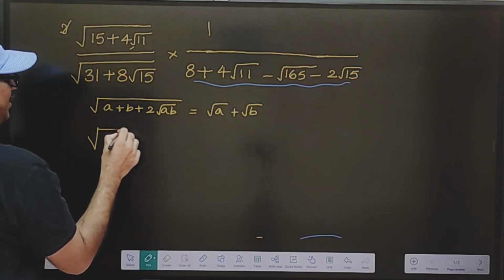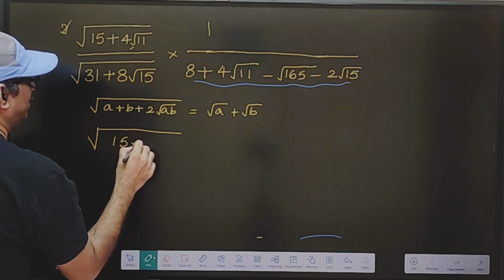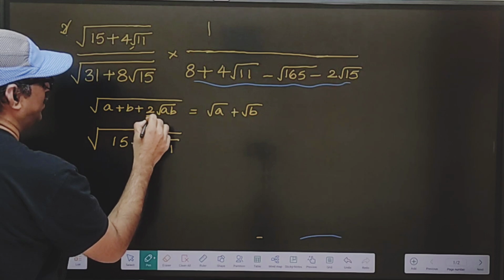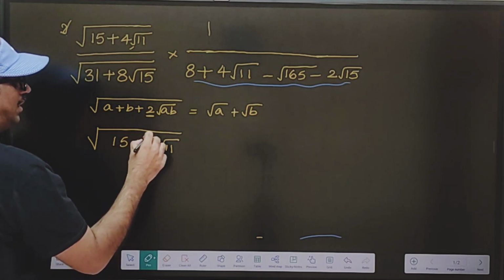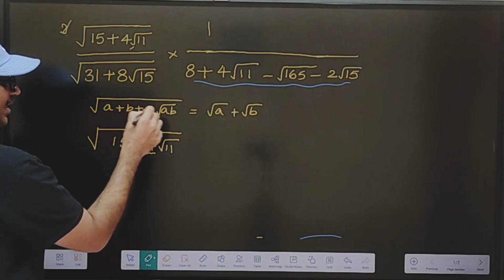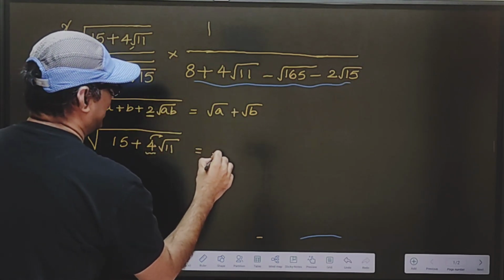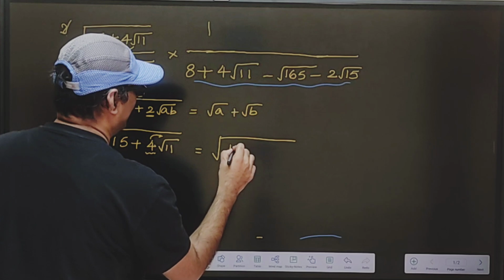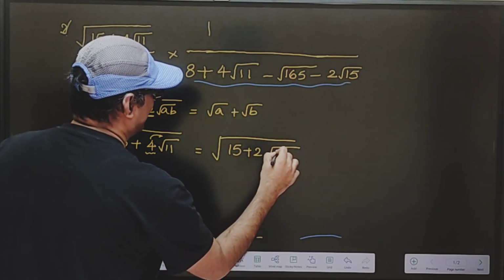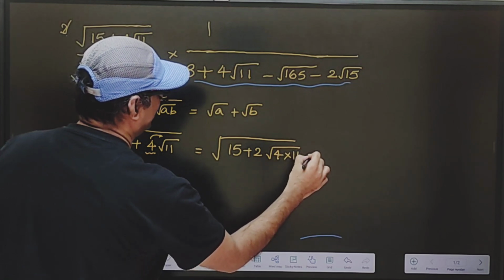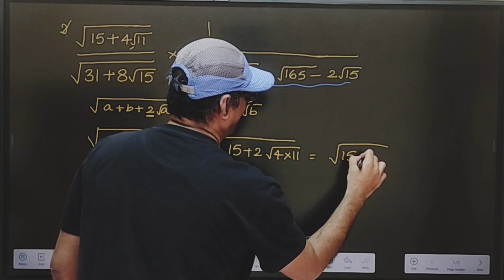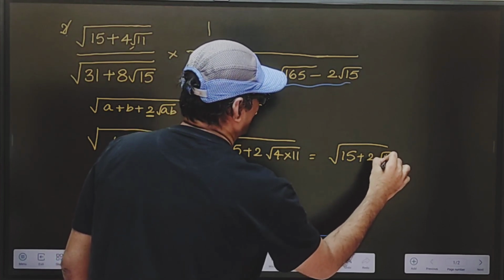We have square root of 15 plus 4 root 11. But what we want? 2. What we have here? 4. So let us try to take 2 inside the square root so that we can get this format. So we will write down this is equals to 15 plus 2, and in square root 2 will become 4. 4 into root 11, that is equals to square root of 15 plus 2 root 44.